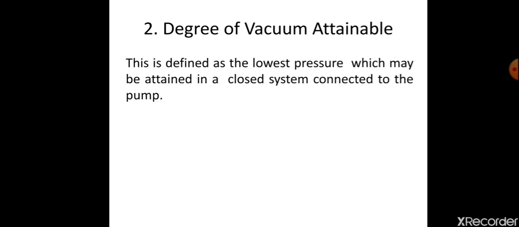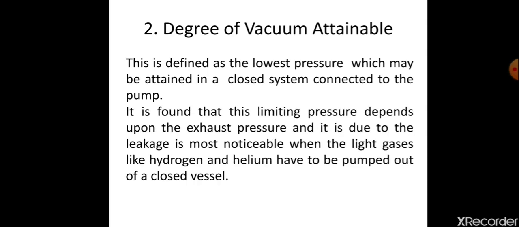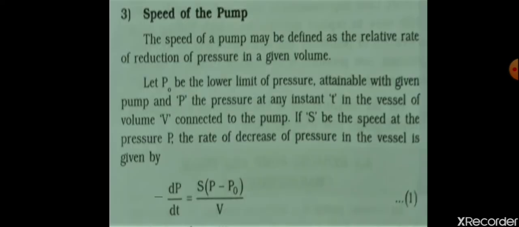This is defined as the lowest pressure which may be attained in a closed system connected to the pump. It is found that this limiting pressure depends upon the exhaust pressure, and it is due to leakage, which is most noticeable when light gases like hydrogen and helium have to be pumped out of a closed vessel. The next factor is speed of the pump.